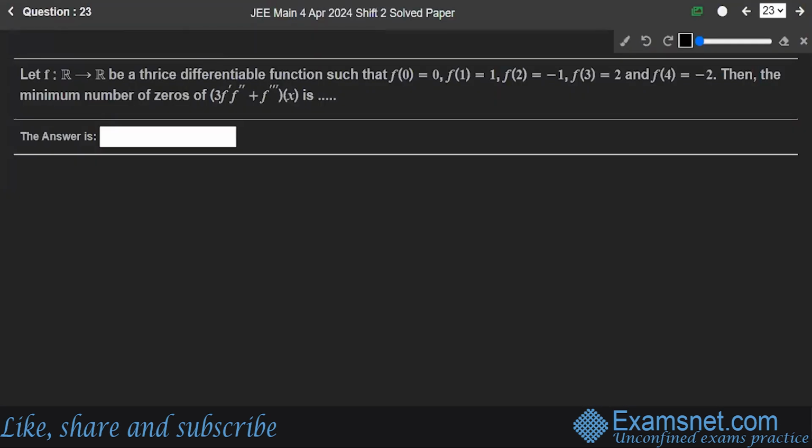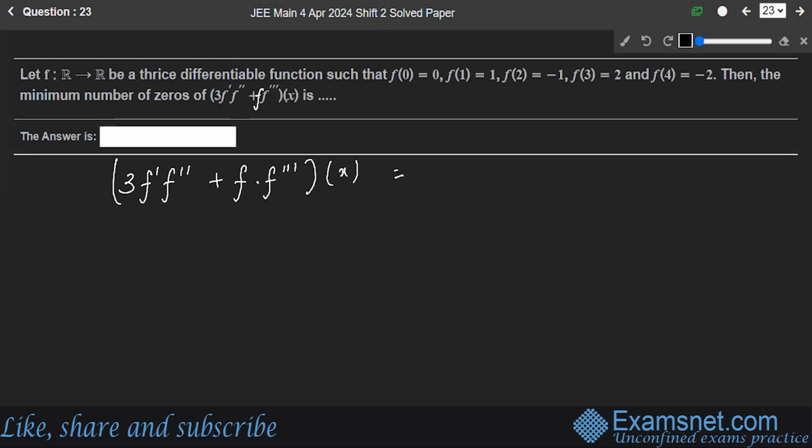Question number 23. Let f be a function from real to real numbers, a thrice differentiable function such that f of 0 is equal to 0, f of 1 is equal to 1, f of 2 is equal to -1, f of 3 is 2, and f of 4 is -2. Then the minimum number of zeros this expression will have is. Here's a correction. Here is f into f dash. So this given expression is 3f dash into f double dash plus f into f triple dash. That is the third derivative of f of x function, x variable.